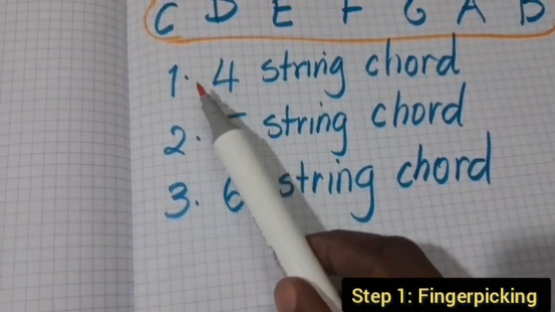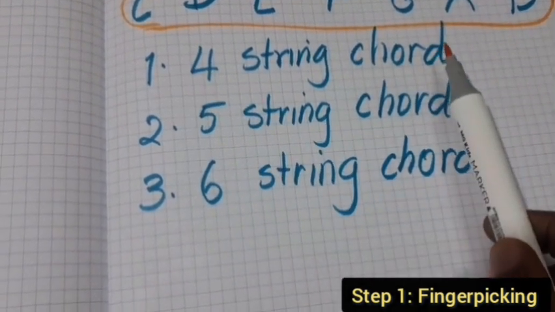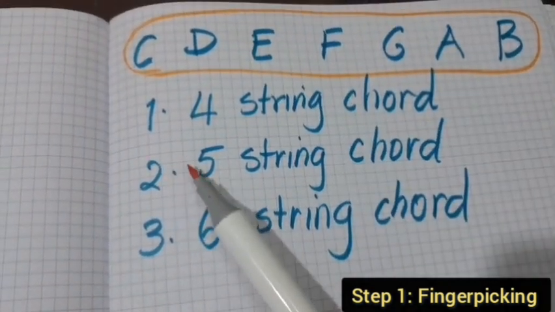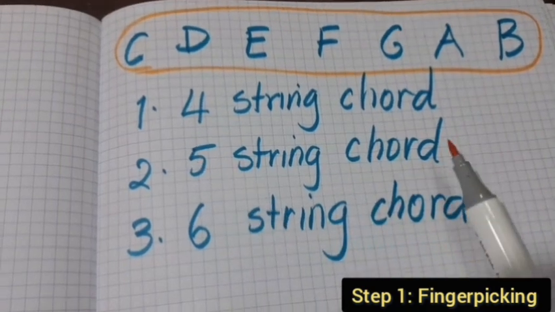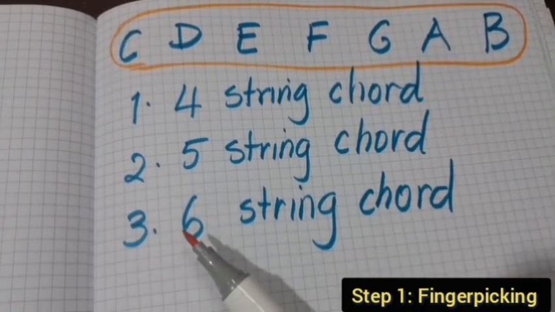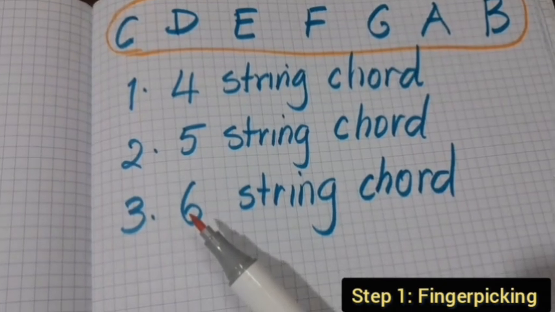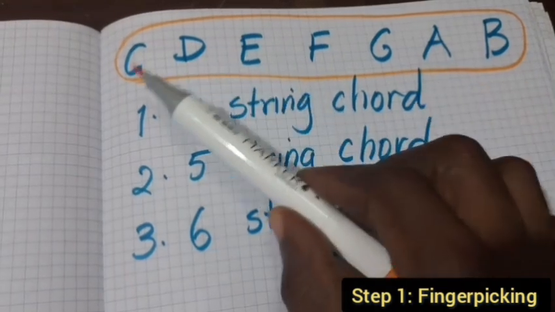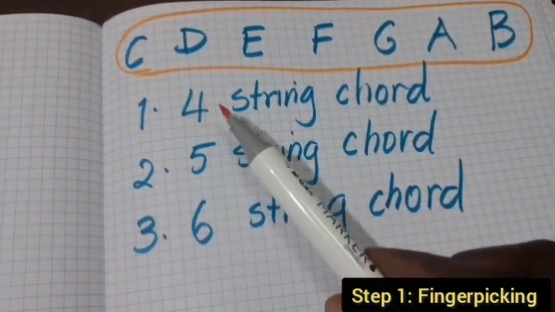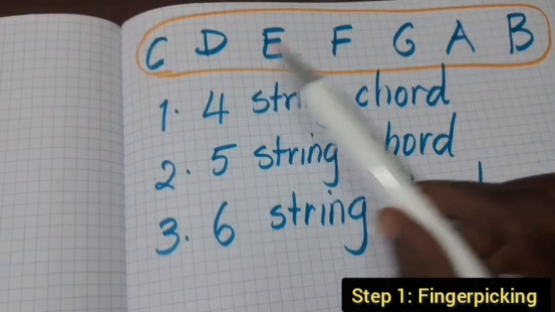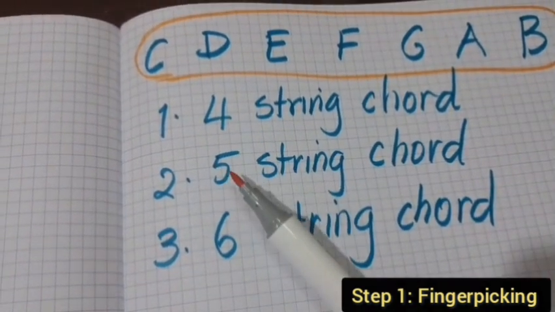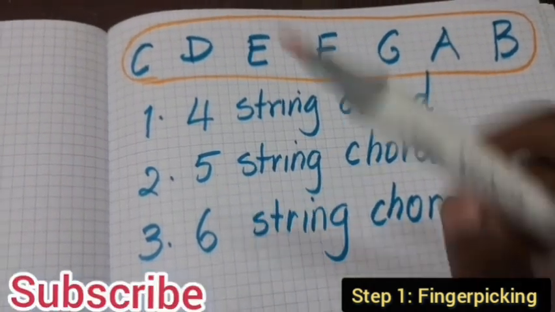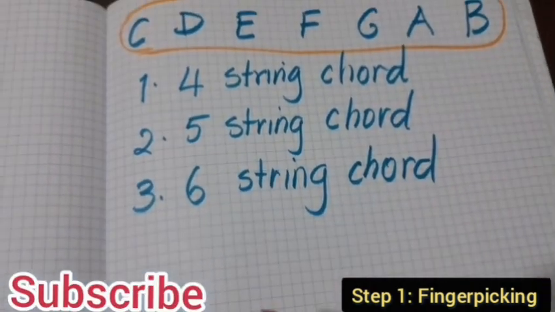The first class is called four-string chord. We're going to explain in a minute. The second class is the five-string chord. And then this third class is the six-string chord. Now, as we explain each, you are going to understand why we call any chord a four-string chord, why we call it five-string chord, why we call it six-string chord. And it's very simple. But let's flow one after the other.